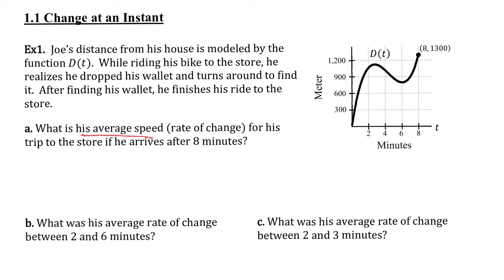So I'm finding the rate of change from when he starts until 8 minutes. So he starts right here. At 8 minutes, he's up here. So if I draw the line of that segment, I want to find the rate of change there. Rate of change, you've heard it before. Rate of change is the slope. And in this case, this line that goes from this point to this point is going to be called a secant line.